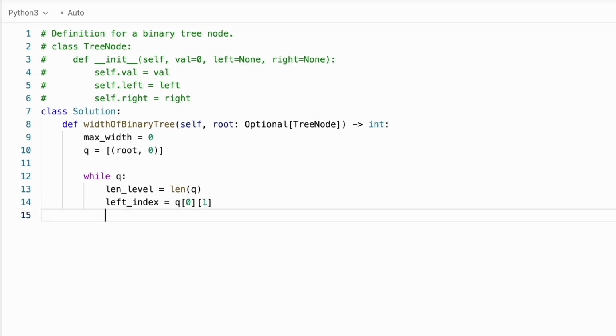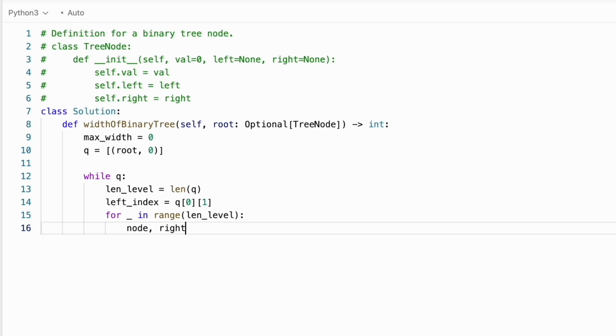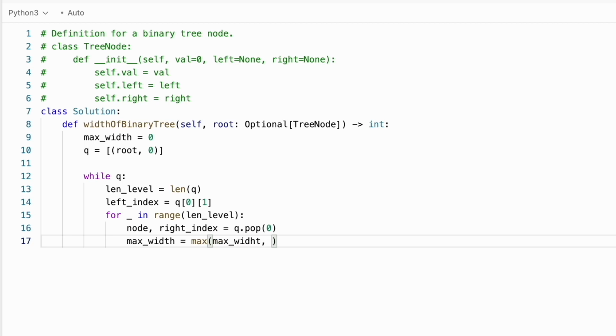This one. Now we go through each and every node in that level. Let's go in range length of the level. We pop the node and its index, let's call this right index, queue.pop from the left of the queue. Let's update the max width if the new width is greater than the previous width. The new width is right index minus left index plus 1.